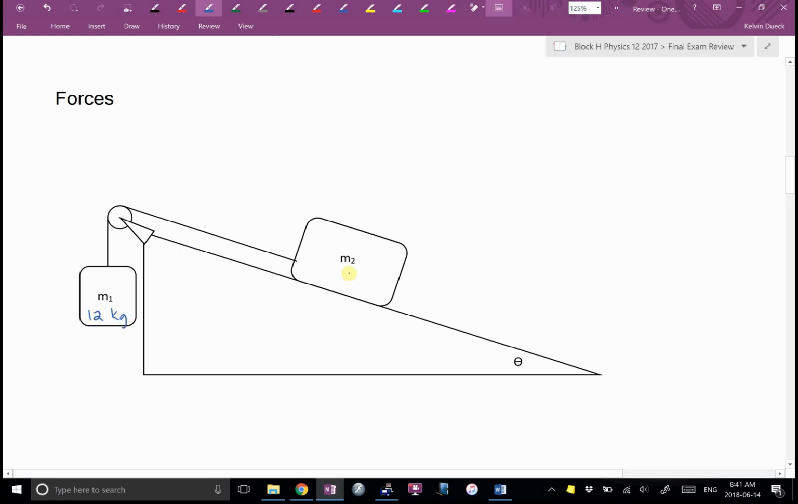Now, if this mass is 8 kilograms, which way must this accelerate? Which way must M2 be moving? Up the hill or down the hill? Up the hill. Now, if this mass is 40 kilograms, I have to do some number crunching because I'm not quite sure. M2 might be so heavy that it's able to pull down the hill and lift up M1. But let's make it, again, 8 kilograms, and let's put a coefficient of friction there of 0.76. What could I ask you to find?